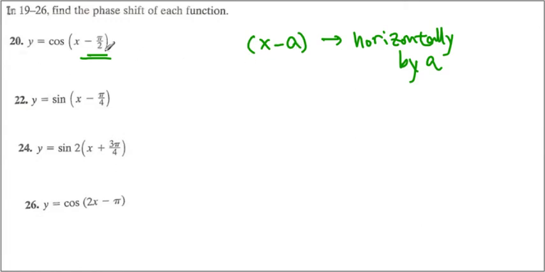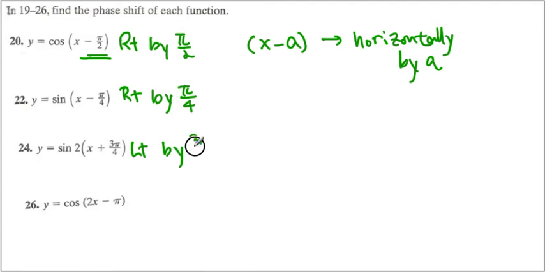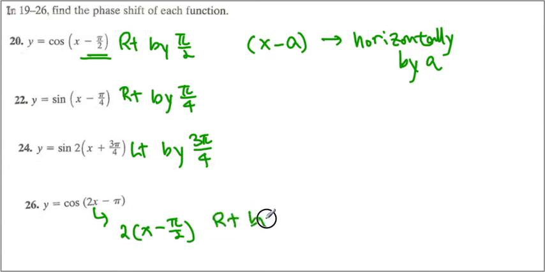Here, this means we're going to move to the right by pi over 2. This means, once again, minus was already part of the expression, so we end up having right by pi over 4. Here, since we are positive, that means we are moving left by 3 pi over 4. And then the last one, if you look into this one, this will be equal to 2 times x minus pi over 2. So in fact, this will be moving to the right by pi over 2.